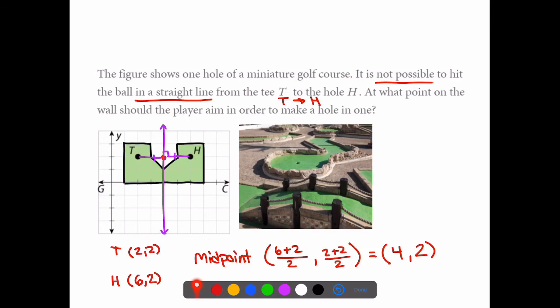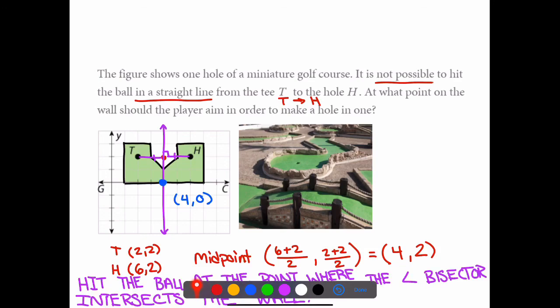Now, at what point on the wall should I aim in order to hit this ball? Well, if I want to hit this ball, it needs to bounce off, so it's going to bounce around. But if I hit it off the line of reflection, then it should bounce and reflect right back towards H. So that is the point that we aim for. We aim for the point 4, 0.